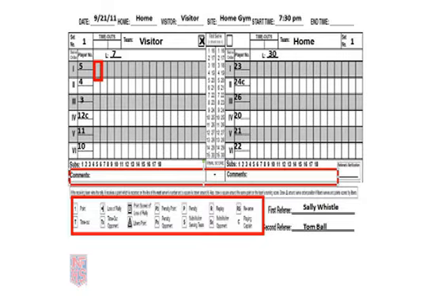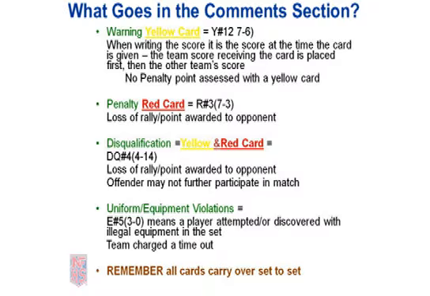What goes in the comments section? A warning: yellow card, Y, number 12, 7-6. Y means yellow card, to whom it was given, the player number or coach, and the score. When a score is written, it is the score at the time the action occurs. The team who is given the card, their score is written first, then the opponent's score. So in this example, the visitor team had 7 points and the home team had 6 points. There is no penalty point given with a yellow card.